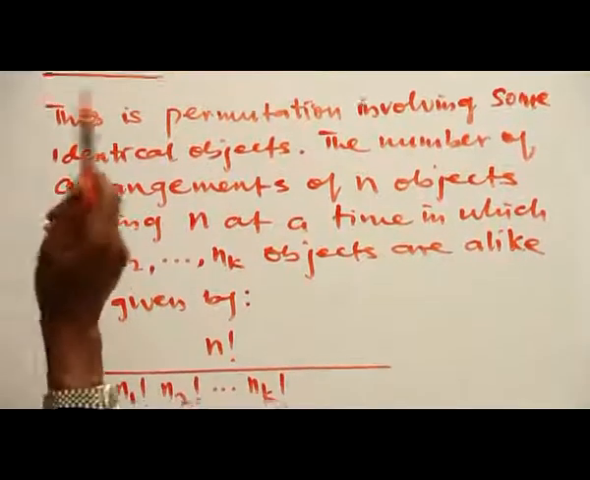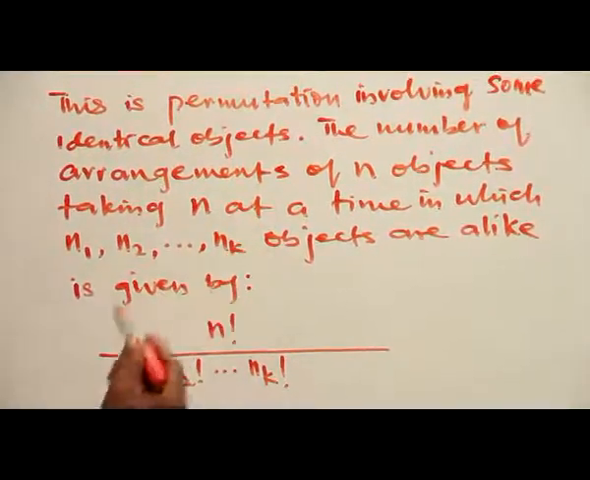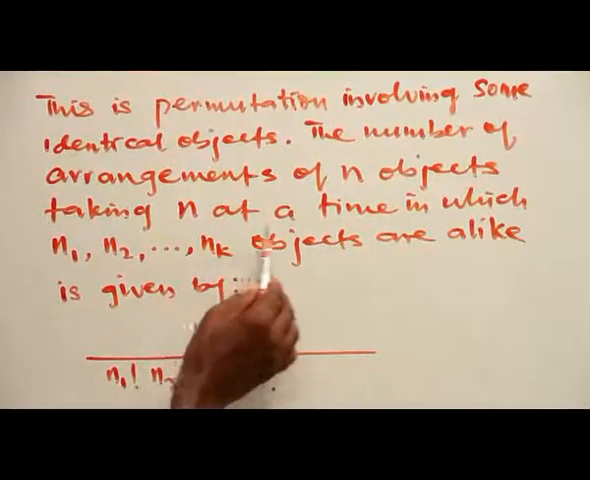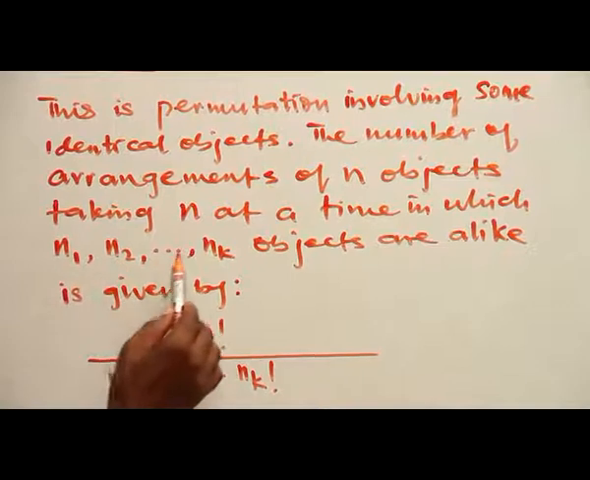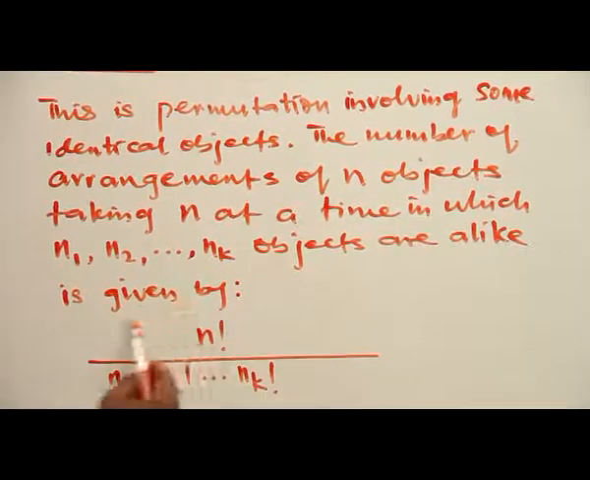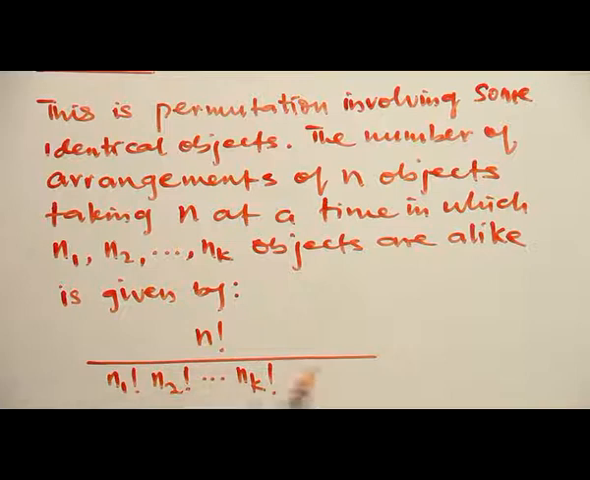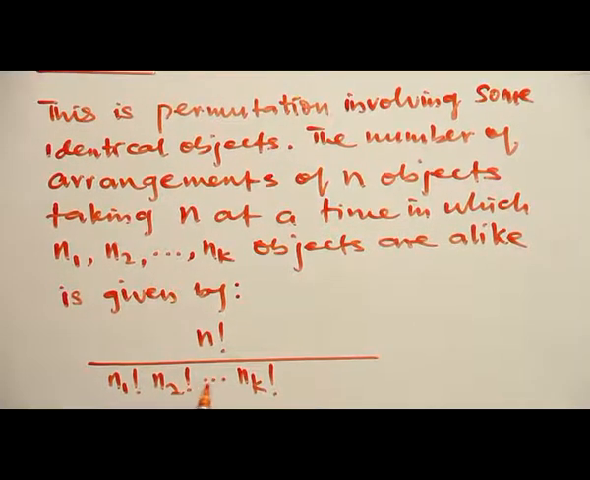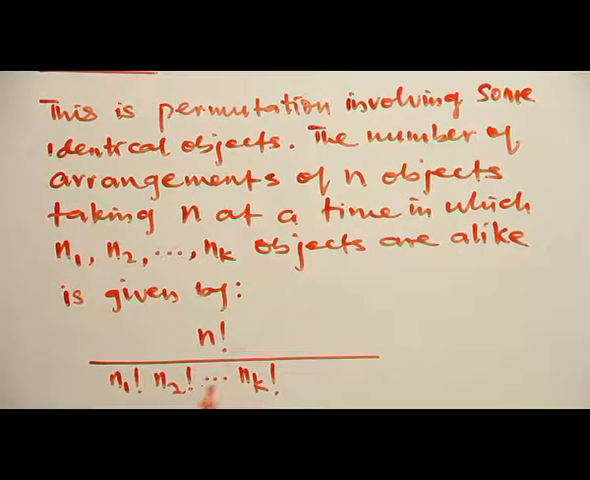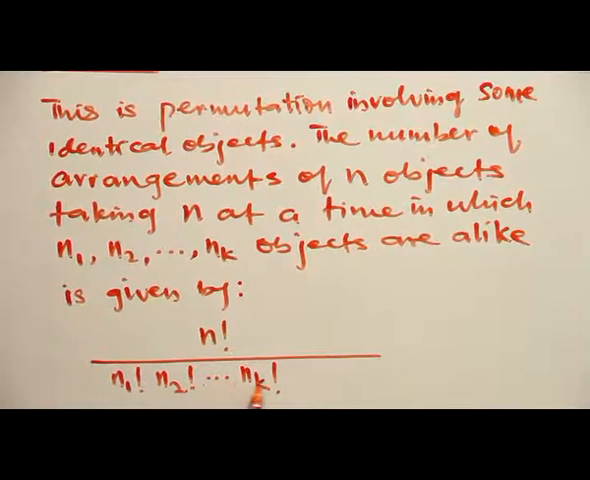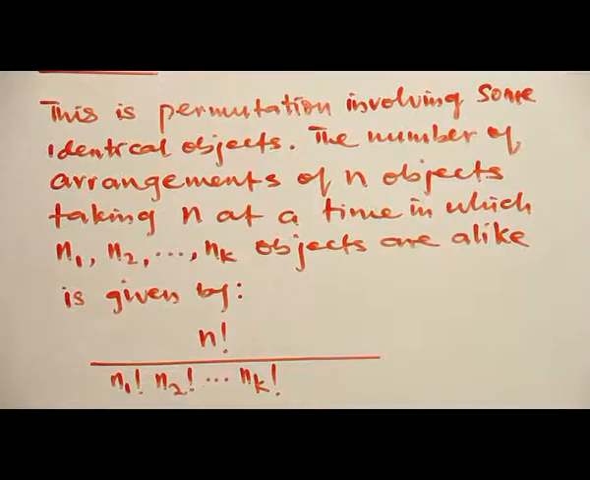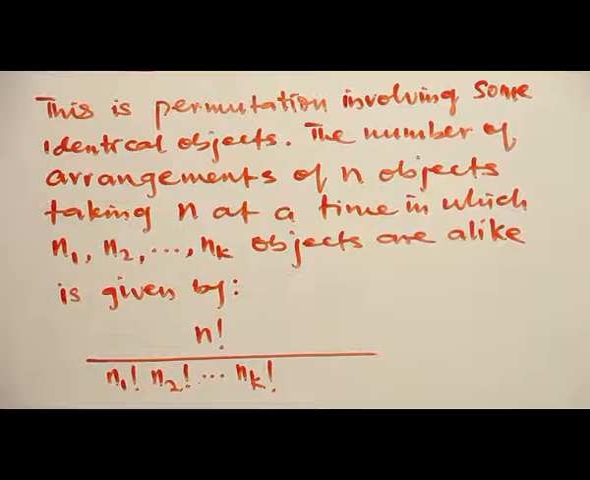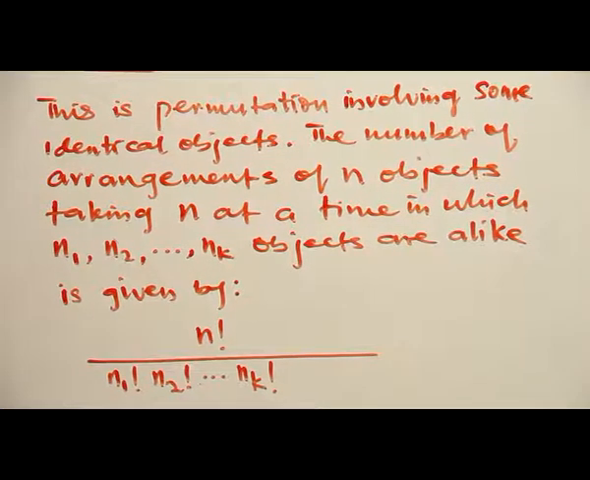That is, we are saying that this is a permutation involving some identical objects. The number of arrangements of n objects taking n at a time, in which n1, n2 to nk objects are alike, is given by n factorial all over n1 factorial times n2 factorial, dot dot dot, times nk factorial. This dot dot dot means it continues in that order. So this is the formula you will use to find the number of ways that such objects can be arranged.